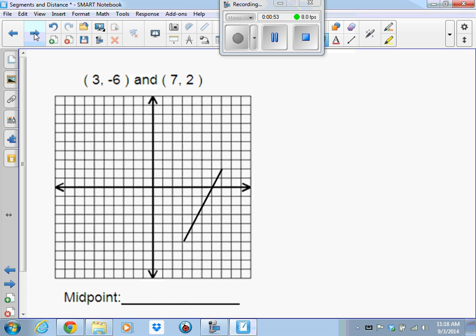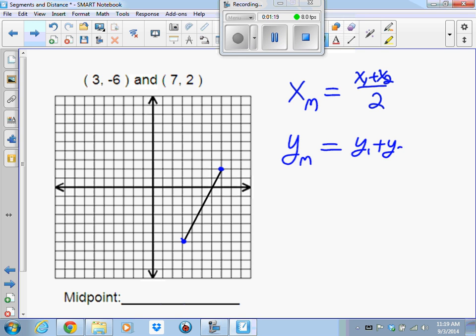All right, so we're going to plot these points on here: (3, -6) and (7, 2). When we do this, the x of the midpoint is equal to x1 plus x2 divided by 2, and the y of the midpoint is y1 plus y2 all over 2. So our midpoint is going to look like this: (x1 plus x2 all over 2, y1 plus y2 all over 2).